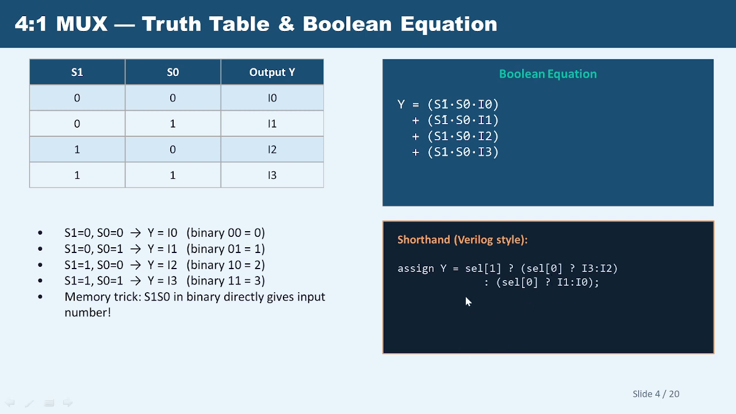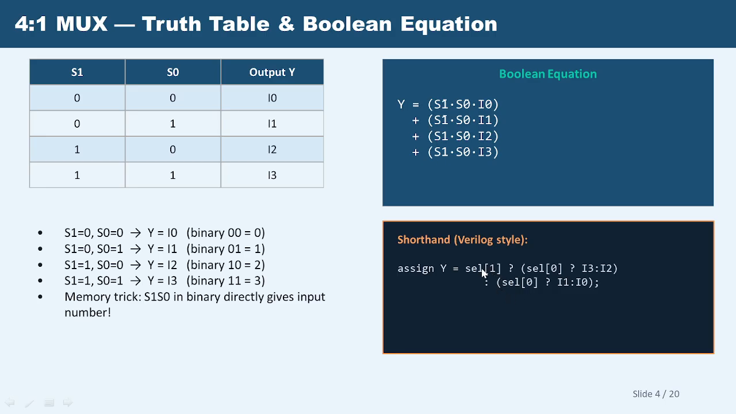Now look here, how to write this in short Verilog style. How does it work? Think here: select line 1, select line 1. What does this question mark say? It says if select line 1 is true, then go check select line 0. If that becomes true, check this one: select line 0 question mark I3 colon I1. If select line 1 is 1, then it will check here, or else it will go here. This is how it works.